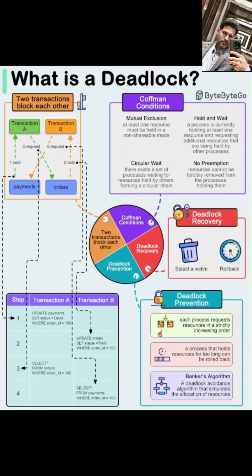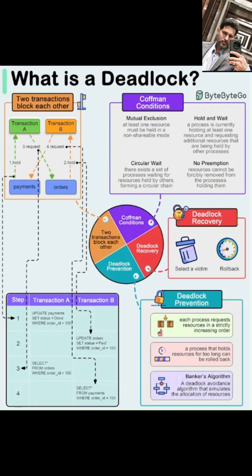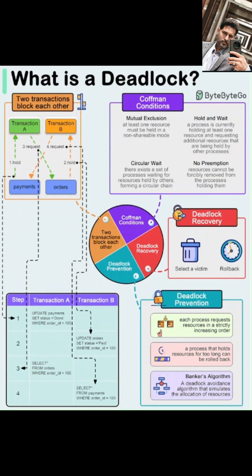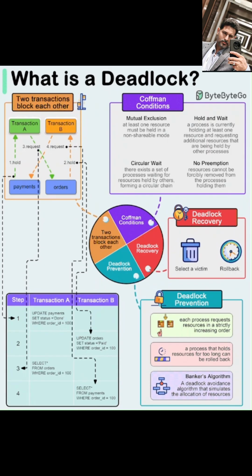Circular wait: this is the key ingredient for a full-blown deadlock. There's a chain of processes where each process is waiting for a resource held by the next process in the chain. In our example, A waits for B, and B waits for A, forming a simple circle. But it can be longer too.